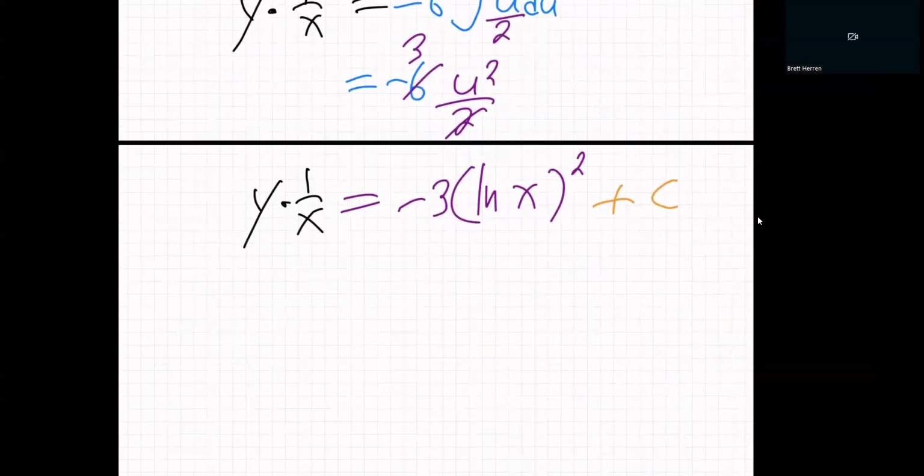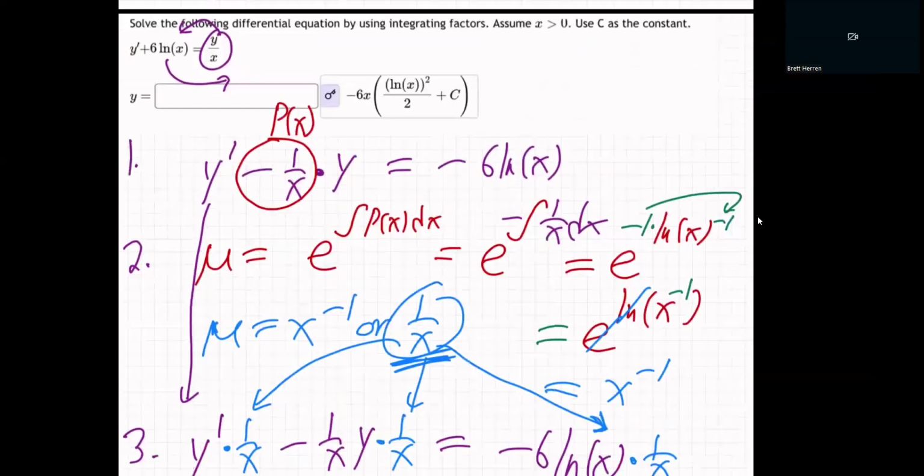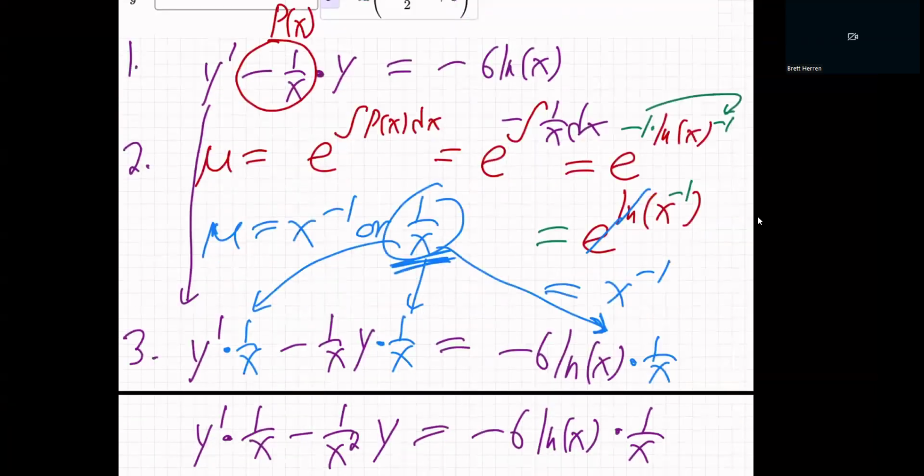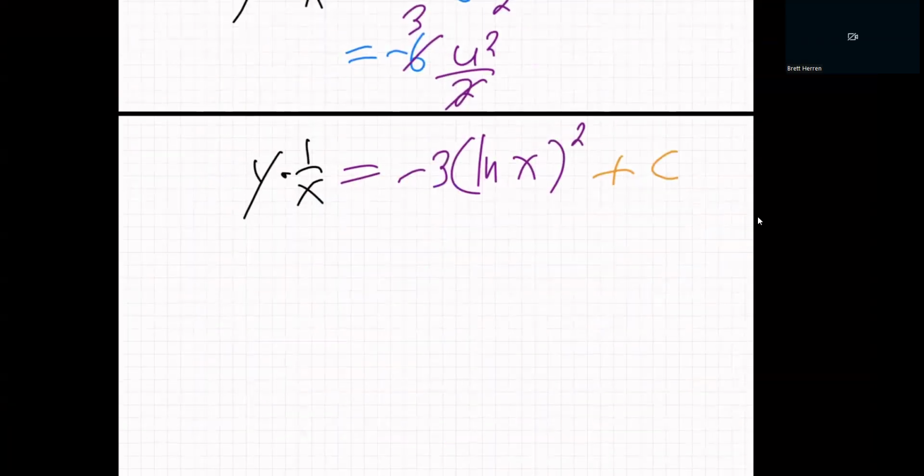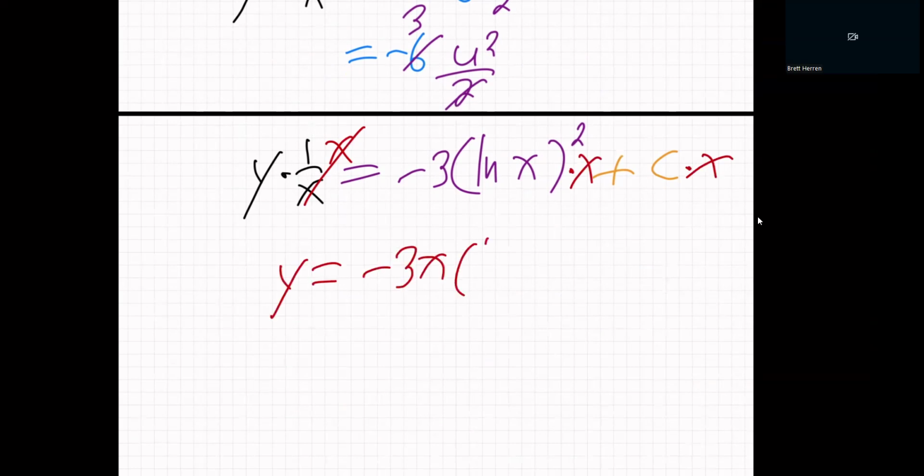Okay, now last I've got to get y alone, right? That's what they want. They want y alone in the end here. And so what's going to do that for us? Well, I think you know, just multiply by x. Multiply by x, multiply by x. So y alone is minus, I'll put the x right there with the 3, natural log of x squared plus c times x.